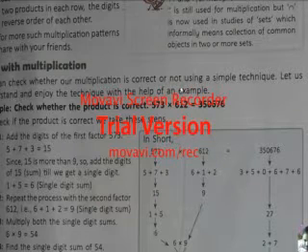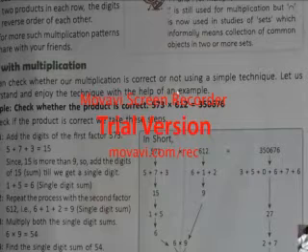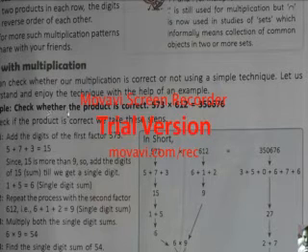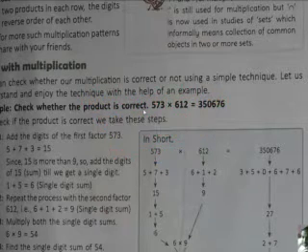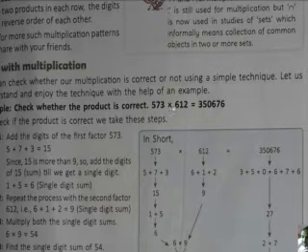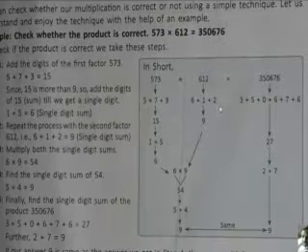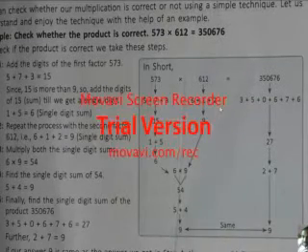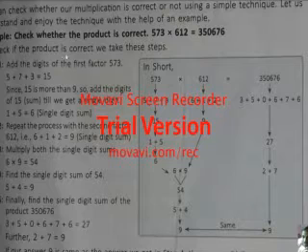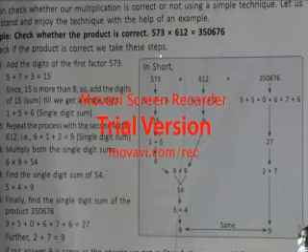Okay, now, here it has been said, let us understand and enjoy the technique with the help of an example. Example: check whether the product is correct. That is 573 into 612 is equal to 3,50,676. Okay, so if you will see here, it has been said, to check if the product is correct, we take these steps. In short, it has been shown this side.